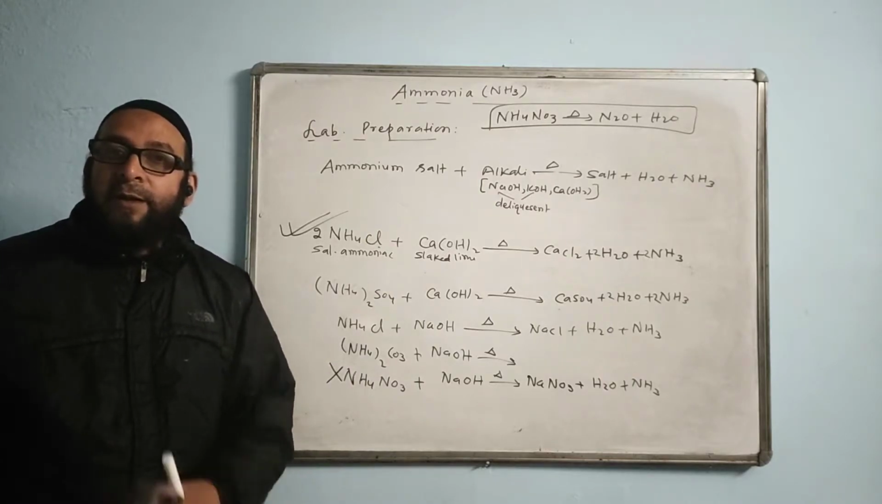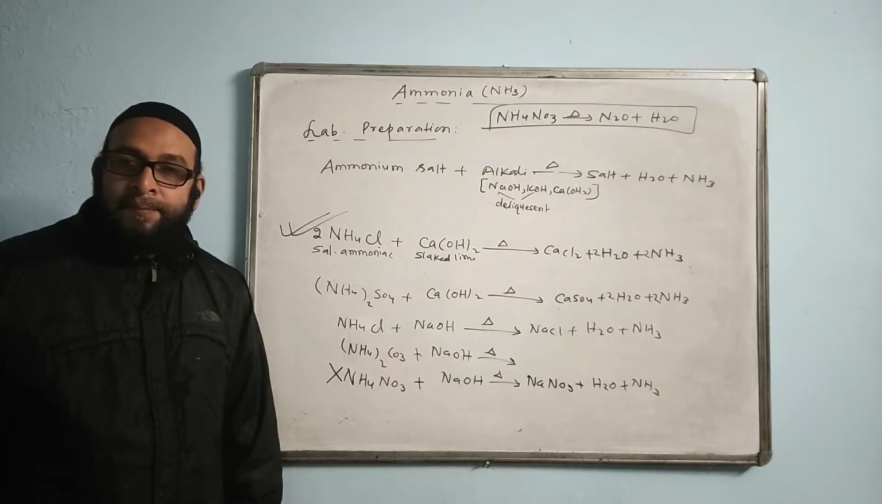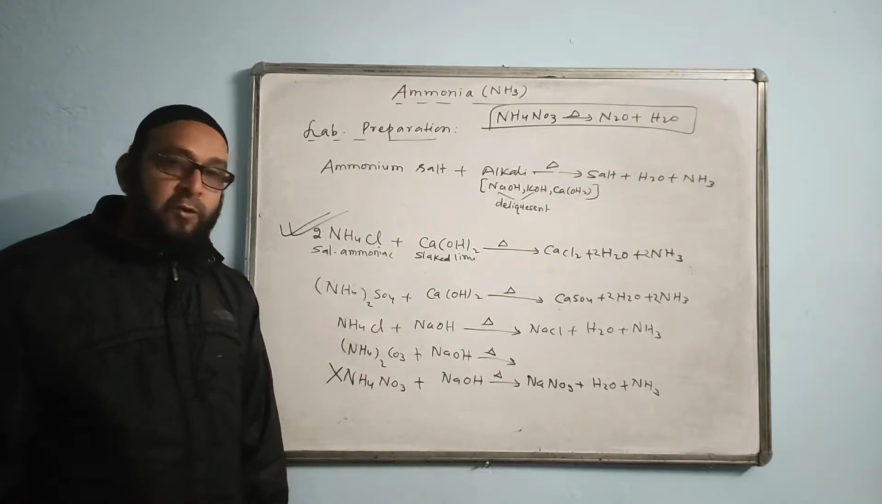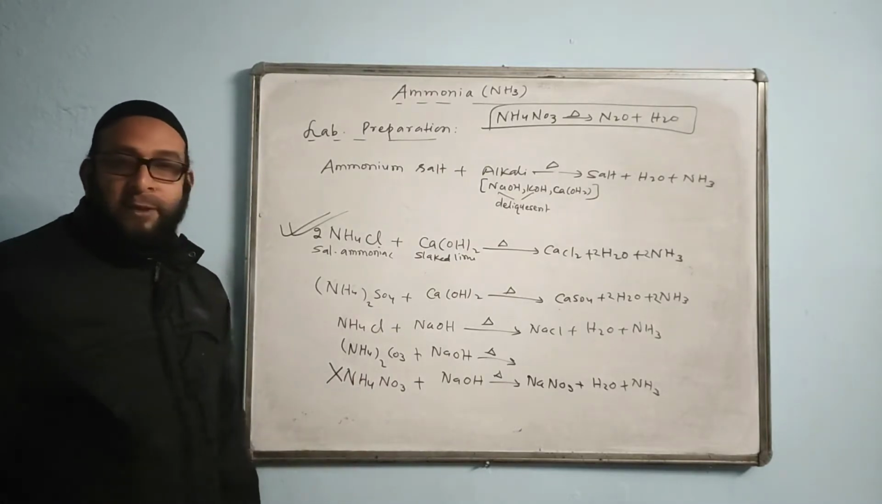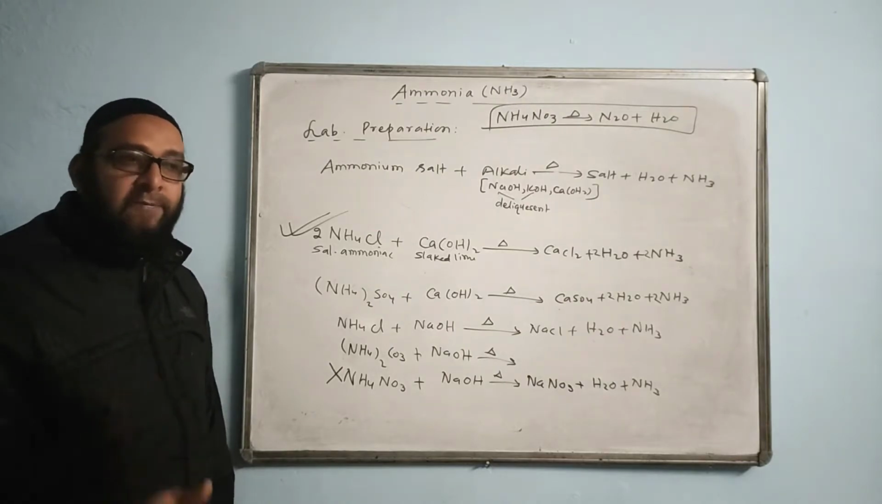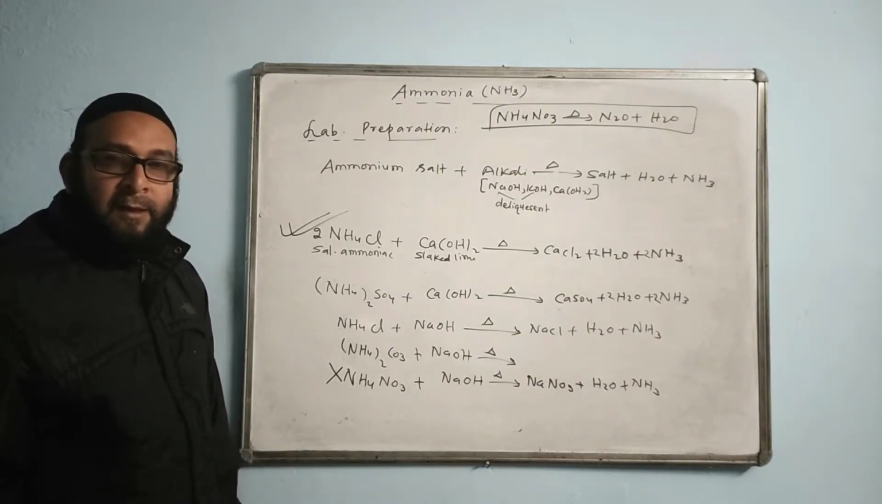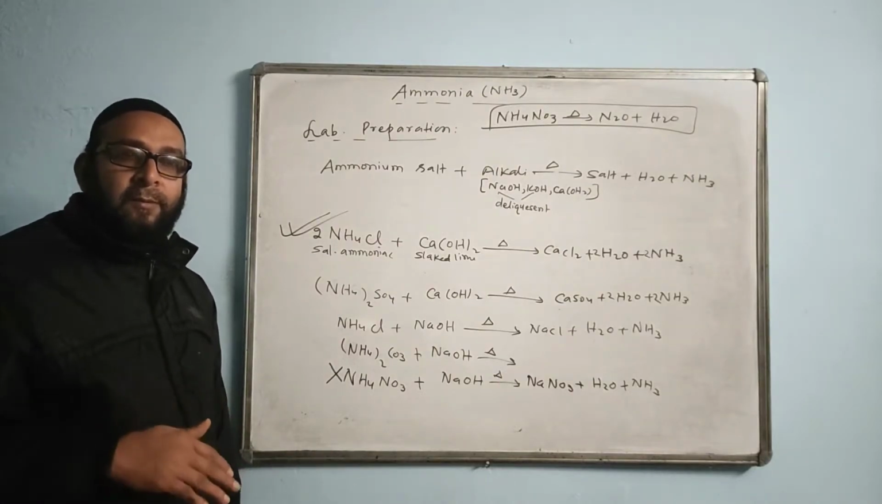Here, any queries, any questions, any doubts you have in mind, so please clarify. Okay, you understood what I said. There are two reasons why ammonium nitrate cannot be used for the preparation of ammonia. What are the two reasons? Explosive, very good. And second reason is?